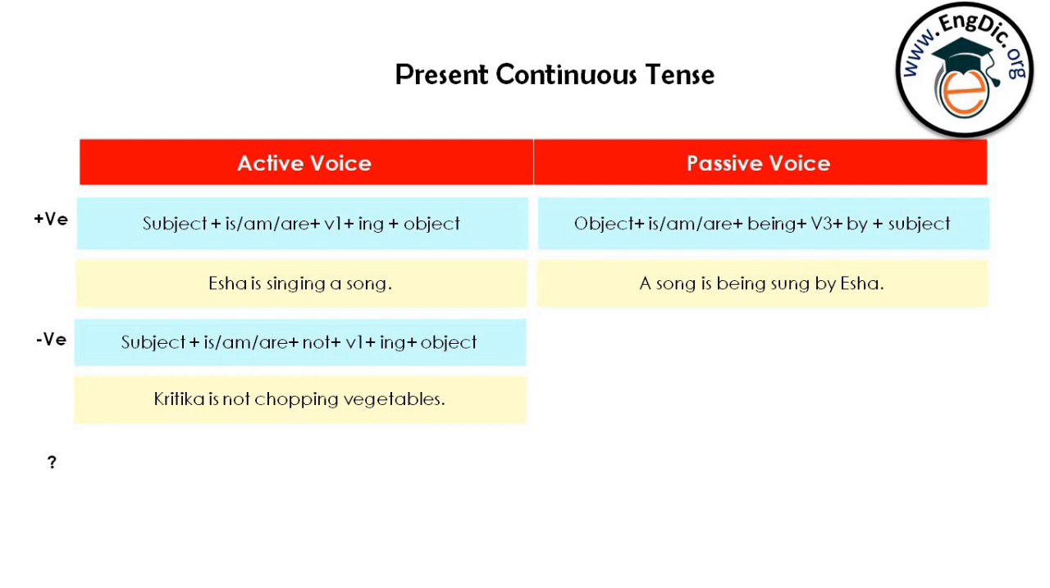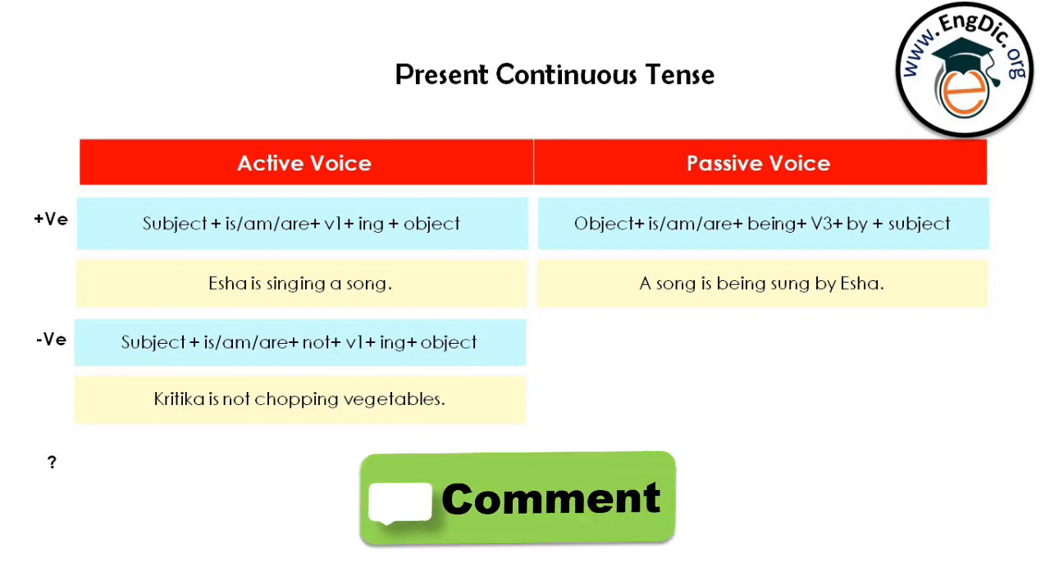The subject is Kritika, then we have put is, not, the first form of verb chop, and we have put ing, chopping, and the object is vegetables. Kritika is not chopping vegetables.